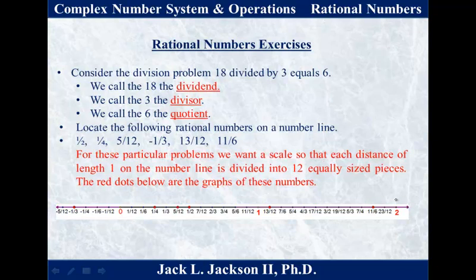And so then we can find these things. Here's a half, 5/12, 1/4, negative 1/3, 13/12, and 11/6. You can see all these things as the red dots on this number line. So we can find any fraction if we just divide this up the right way. We can find any fraction on our number line.